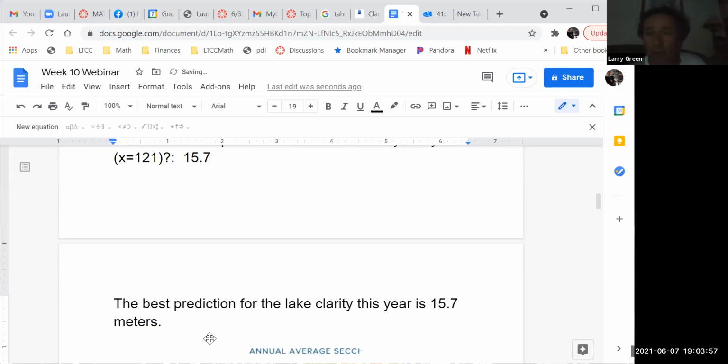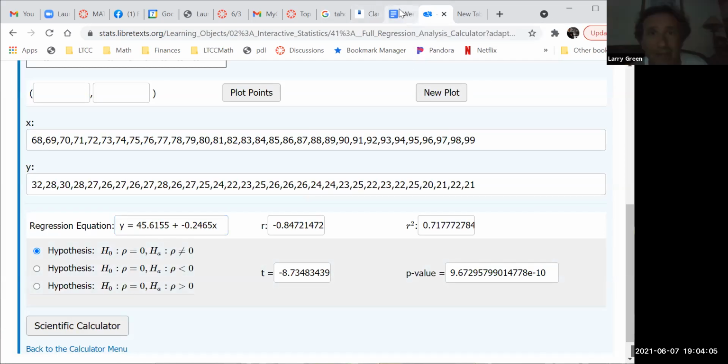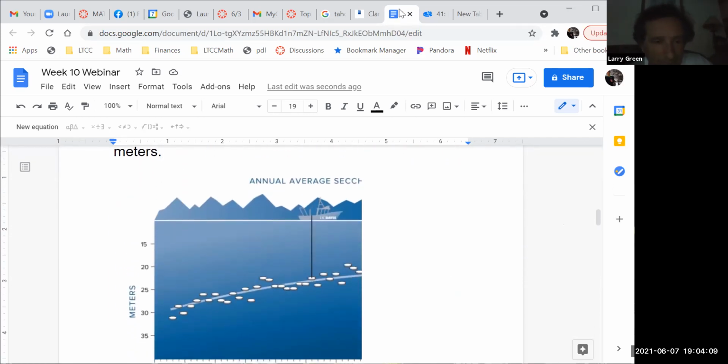Okay, which is pretty horrible. Do you agree? Yes. Okay. I mean, given that in 1968, it was over 30 meters. So that means that clarity from then to now, our prediction is a reduction by 50%, a loss in clarity. Do you see that? So we lose 50% of our clarity. Any questions on understanding what this says?